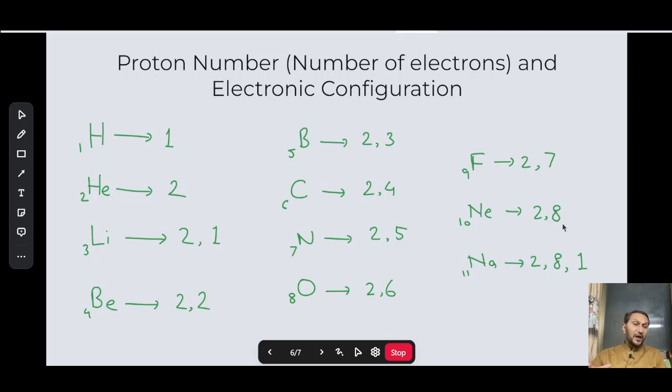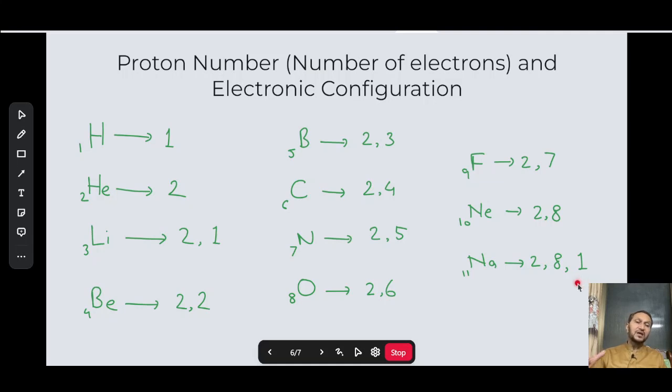But as I told you in the beginning, the second shell can hold a maximum of 8 electrons. Now if an atom has 11 electrons, how will they be arranged? What will be its electronic configuration? Suppose in the case of sodium, its proton number is 11. So it has 11 protons and 11 electrons. How will these 11 electrons be arranged in the shells? 2 electrons in the first shell, then 8 electrons in the second shell, and now 1 electron is left, and this 1 electron will go in the third shell.